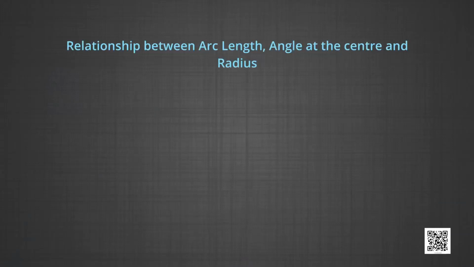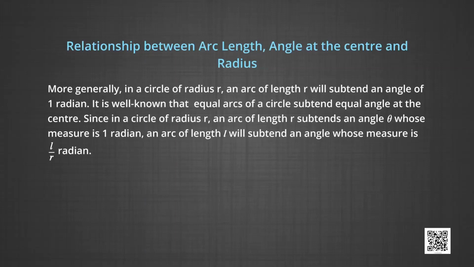Lastly, we are going to study the relationship between the arc length, angle at the center and radius. More generally, in a circle of radius r, an arc of length r will subtend an angle of 1 radian. It is well known that equal arcs of a circle subtend equal angle at the center.